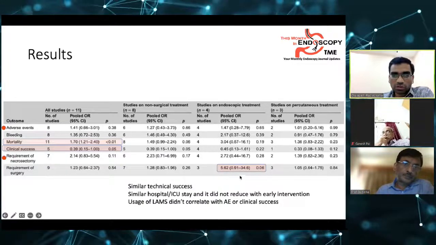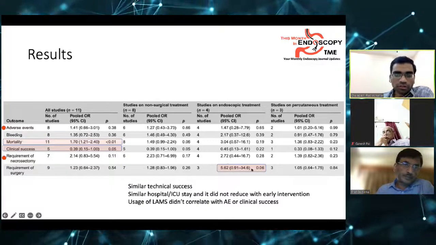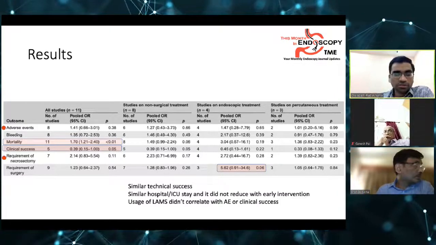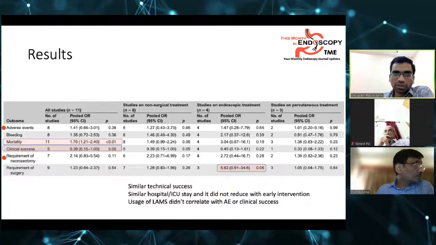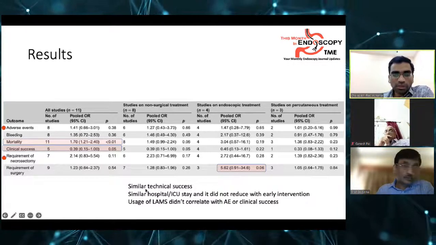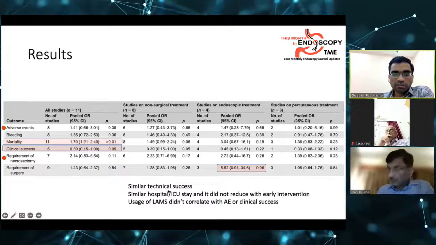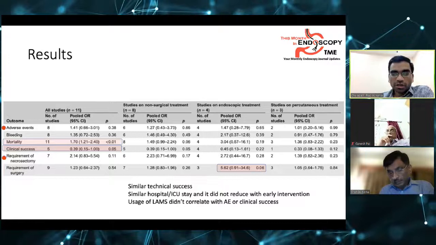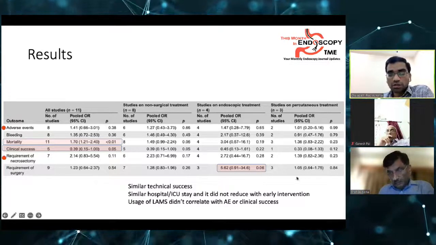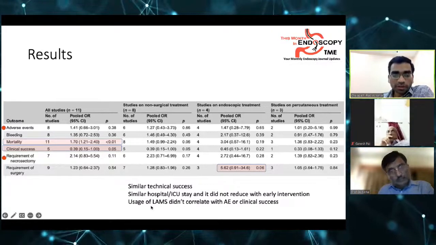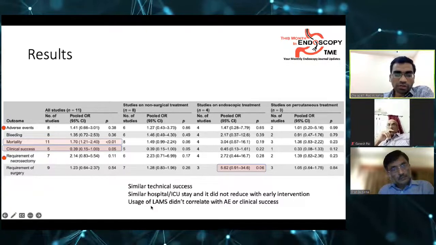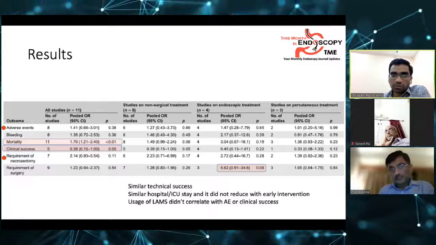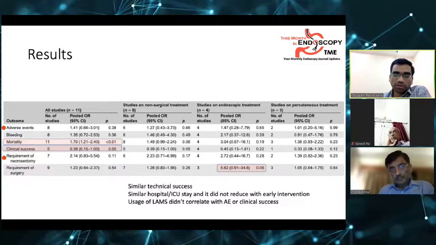But if you closely look at the endoscopic group, the requirement of surgery was higher in the early intervention group. Both early and delayed intervention had similar technical success and similar hospital and ICU stay. The early intervention did not reduce the hospital stay. And when using LAMS for endoscopic drainage, it did not correlate with more adverse events, and it did not lead to better clinical success.